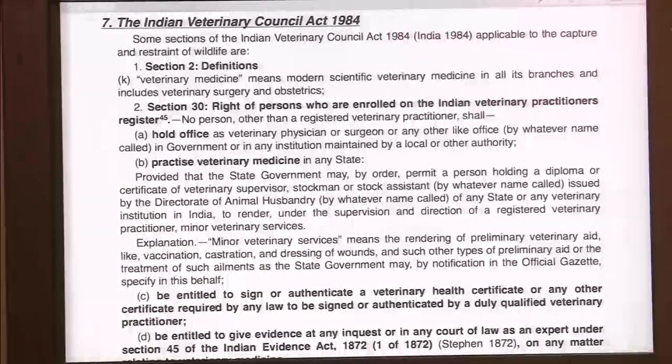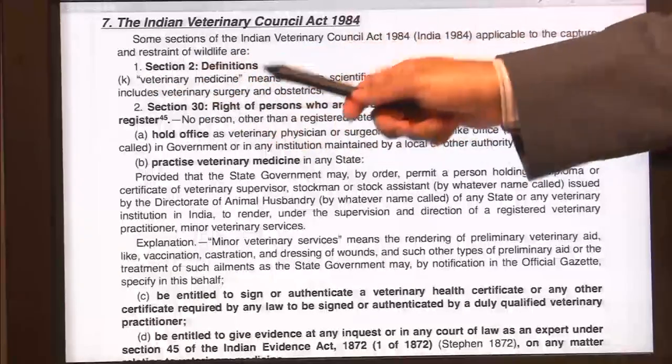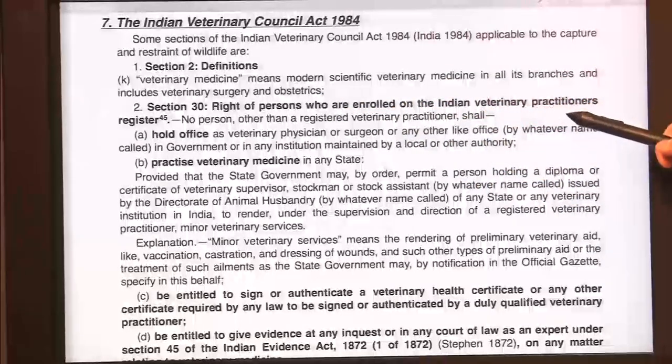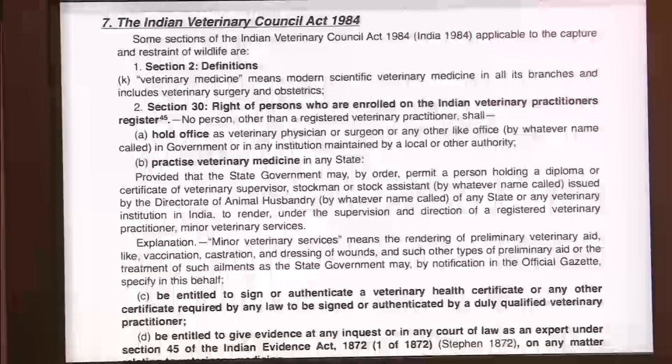Now, why is this important? Because if you are immobilizing an animal, then you are giving some drug to the animal. So, you are practicing veterinary medicine on that animal. You can only do that if you are enrolled on the Indian Veterinary Practitioners Register, so essentially you have a license to practice. Any person cannot just go and administer immobilizing drugs or anesthetics to wild animals or any other animals. Because we are dealing with wildlife conservation, whenever anybody is going into the forest area and trying to immobilize an animal, he or she needs to have a license to practice under the Indian Veterinary Council Act of 1984.